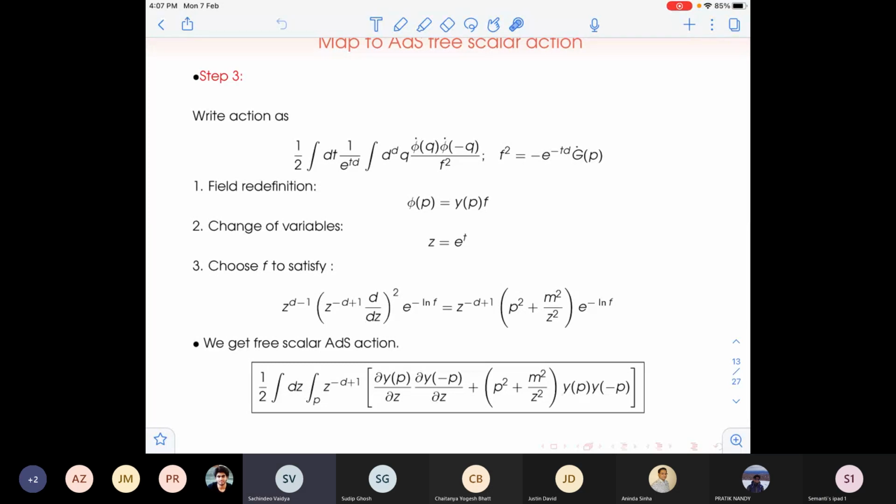I have a question about this step 3 that you wrote, which is that you chose f to satisfy a second order equation in z, right? Let me ask this slightly differently. What is the motivation for choosing this equation that f must satisfy? How did you get this equation?